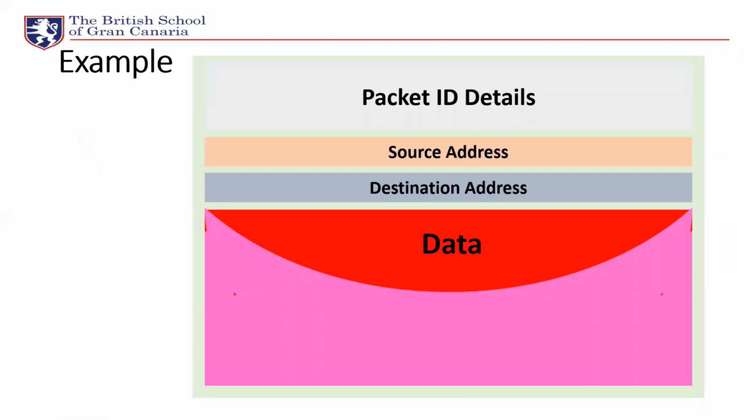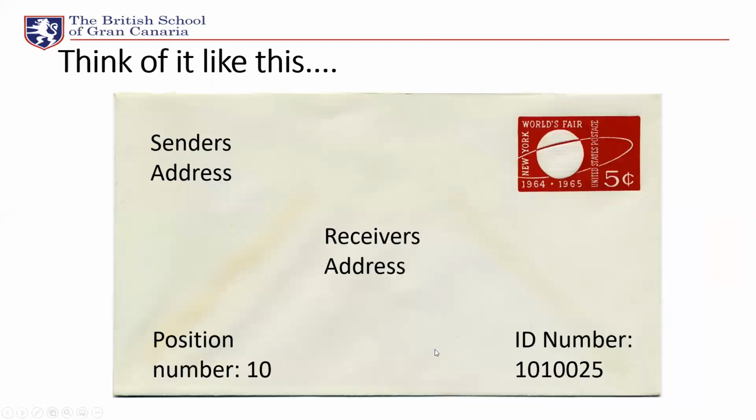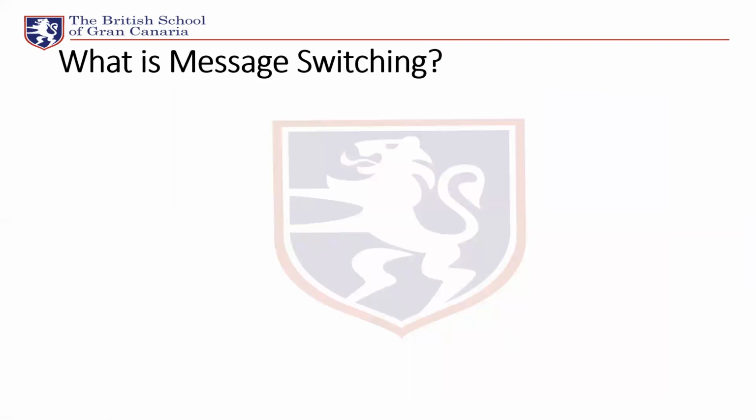So this is kind of what it looks like. You've got the packet ID details, the source address, the destination address, and then you've got the data over here. You can think of it like sending a letter. You put the sender's address on there, the address of the person who's going to receive the letter, and then what might be added is a position number, like envelope 1 of 3, 1 of 4, 1 of 5, or something like that, and then the official ID number for each of them. Okay, so now moving on, message switching.